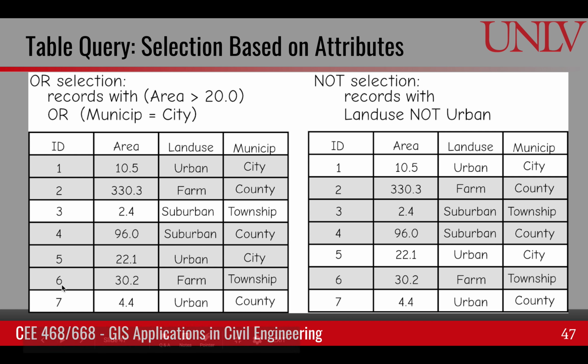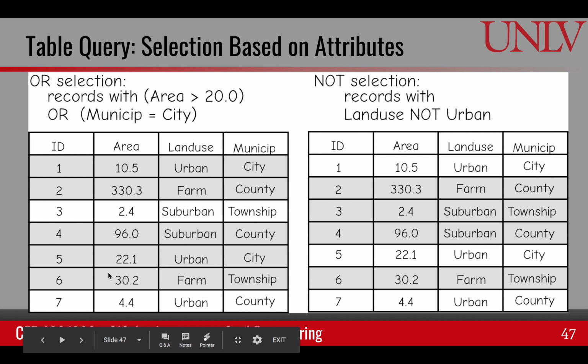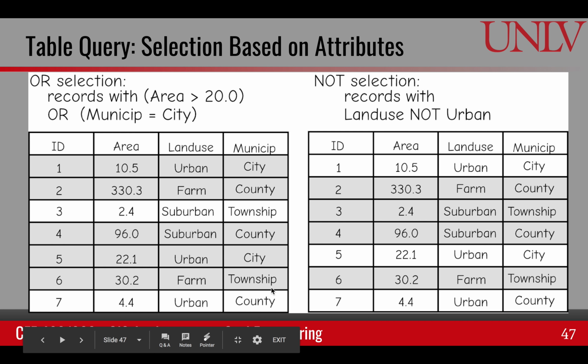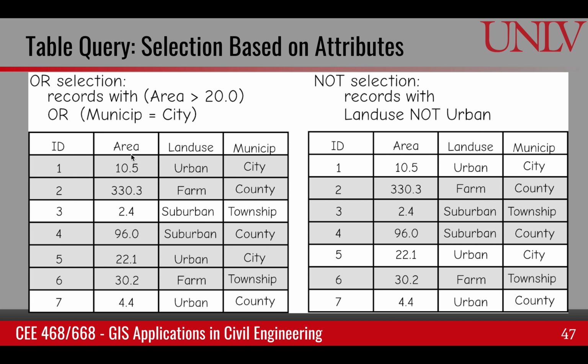If we look at the last one, the area is greater than 20. That is satisfied. But municipality is equal to city is not satisfied. It's township. But either one of these conditions can be satisfied and would result in the subset. So you can see all the rows where any of these is satisfied have been selected.